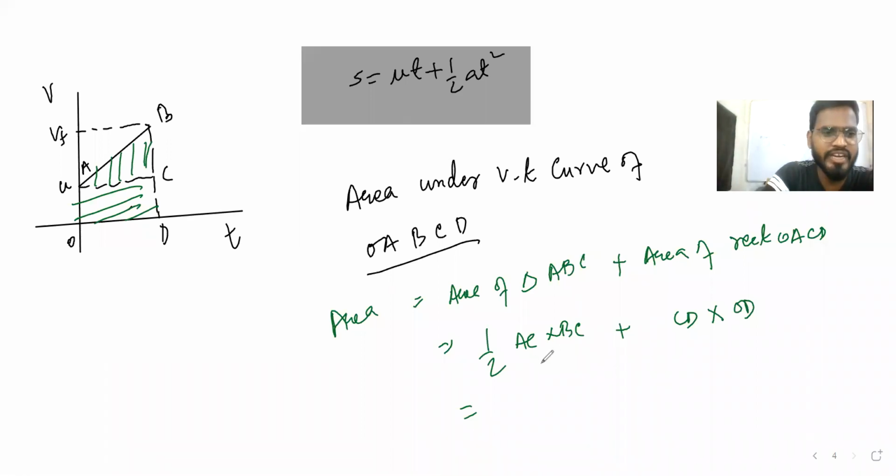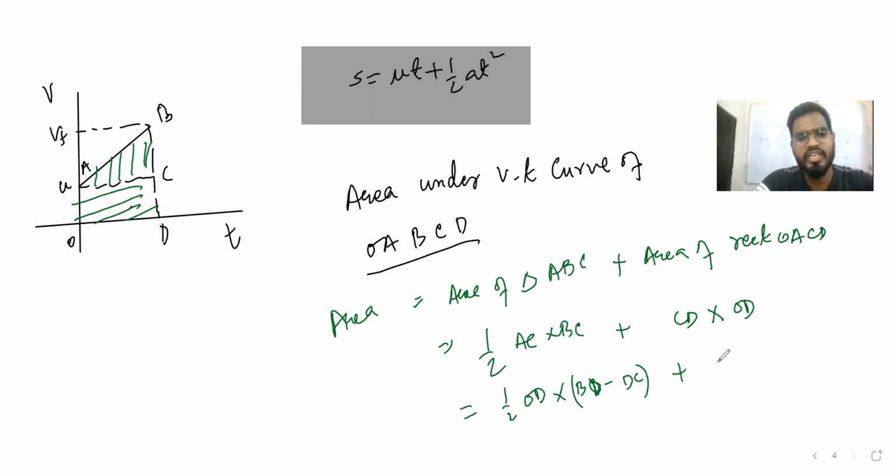So now AC we can write as OD. OD is what here? We can write BC as BD minus DC. BD minus DC, plus CD. CD is how much here? U, right? Multiplied by OD, which is T. So UT, right? Okay. BD minus DC.